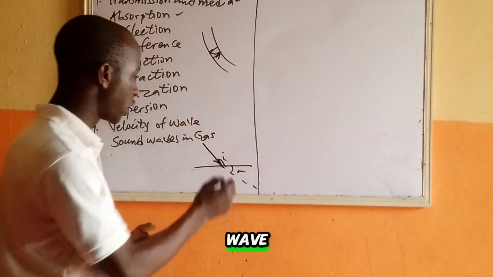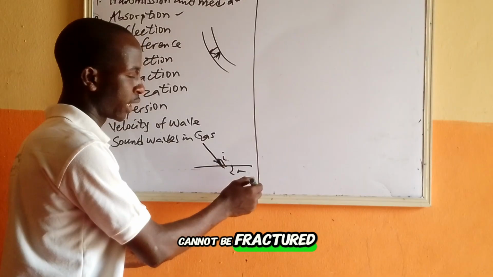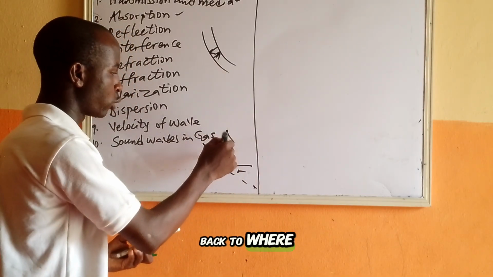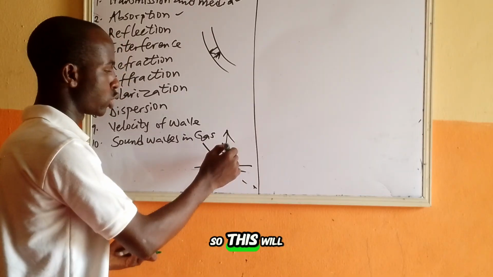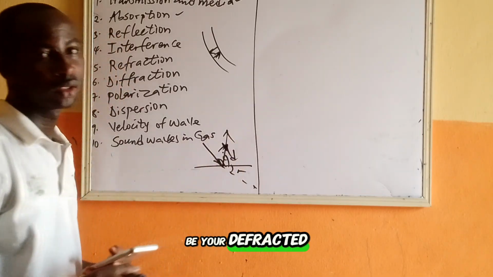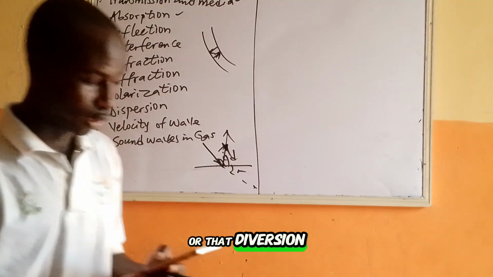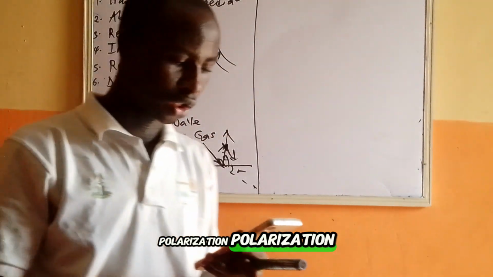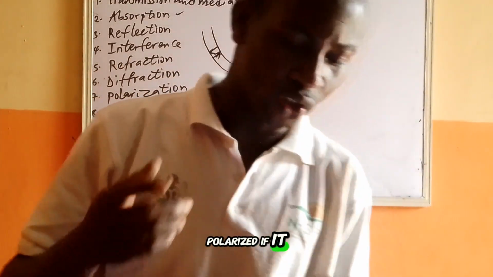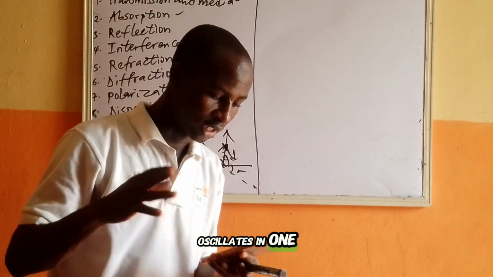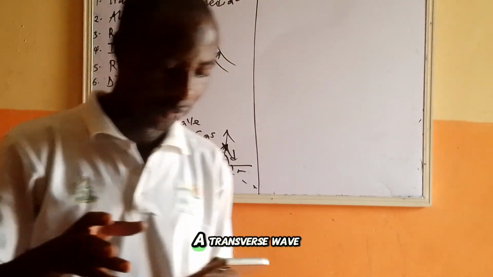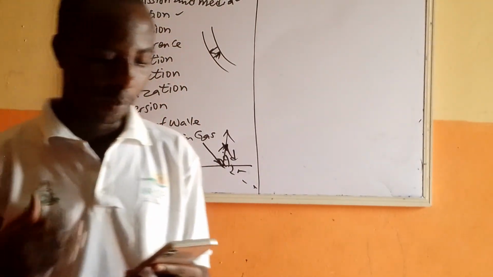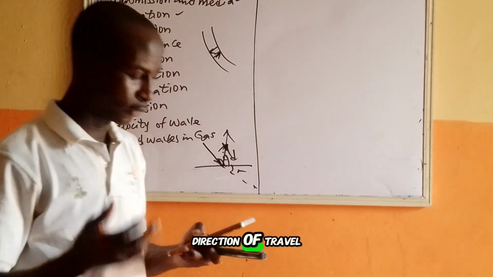So if this wave cannot be refracted, it cannot move further, of course, it will be diffracted back. It will turn back to where it is coming from. So this will be your diffracted angle or diversion angle. Also, talk about polarization. A wave is polarized if it oscillates in one direction. The polarization of a transverse wave describes the direction of oscillation in the plane perpendicular to the direction of travel.